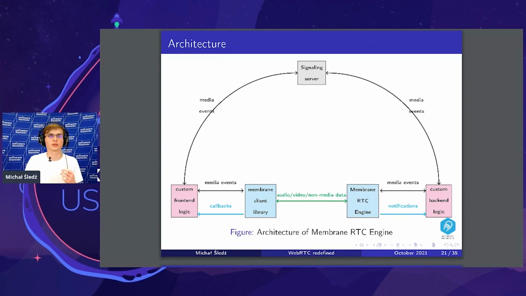Whenever the Membrane client library emits some media event, and this media event is passed to the Membrane RTC Engine, the engine can emit some notification. For example, there is a new peer. Do you want to accept it?